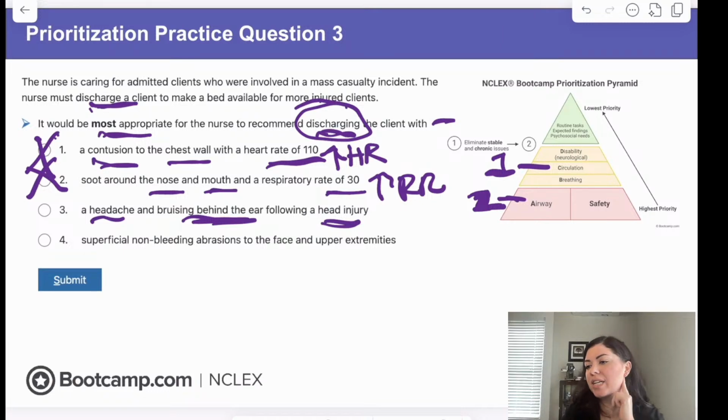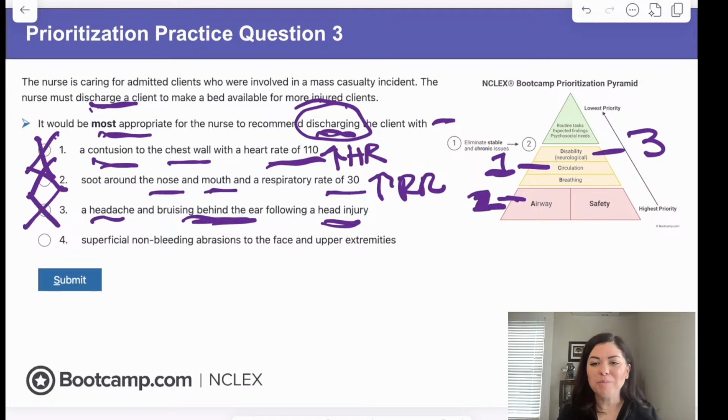Anytime you see that bruising, we are worried about a skull fracture, and we know with that can come increased intracranial pressure, neurologic compromise. So we're going to put it over here on our disability on our pyramid. And once again, somebody I don't want to discharge.